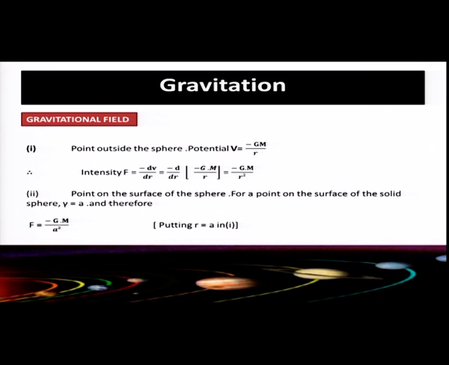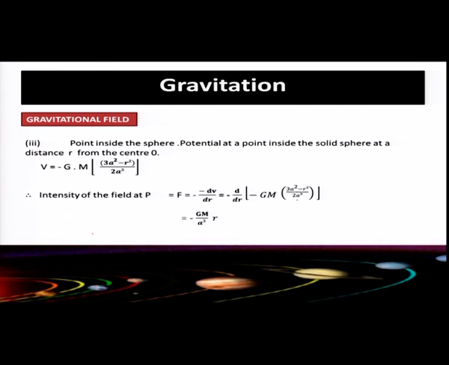And what is the potential outside the sphere? In order to calculate the potential outside the sphere, V is equal to minus G m by r. So, in place of V you substitute minus G m by r. When you differentiate, you will get minus G m by r squared. And for a point on the surface of the solid sphere, you put r is equal to a, and therefore, f is equal to minus G m by a squared.